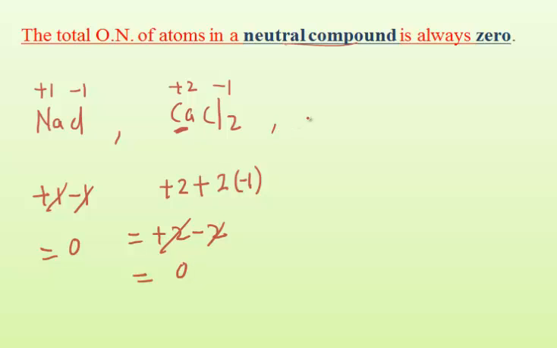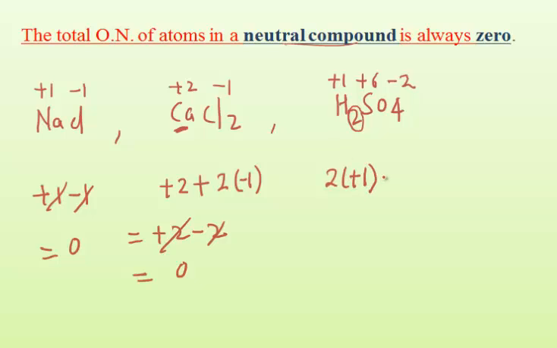We can have one more example, that is sulfuric acid H2SO4. Hydrogen has a +1 oxidation number, sulfur has +6 oxidation number, and oxygen has -2 oxidation number. Now we can calculate the total oxidation number of atoms in sulfuric acid, H2SO4. There are 2 hydrogen atoms. I put 2 in brackets. The oxidation number of hydrogen atom is +1. I put +1, plus. There is only one sulfur atom. I put its oxidation number +6, plus. There are 4 oxygen atoms. I put 4 in brackets. The oxidation number of oxygen atom is -2.